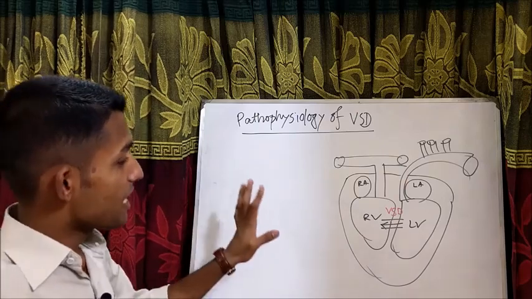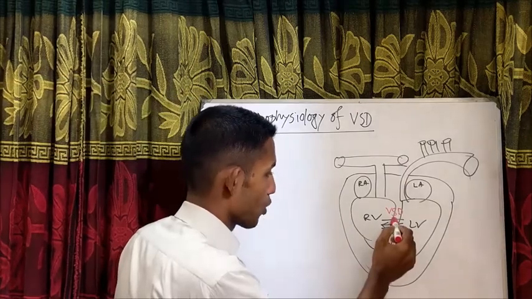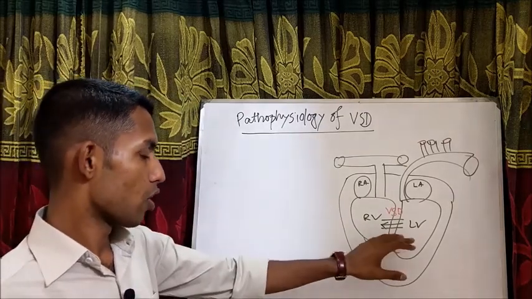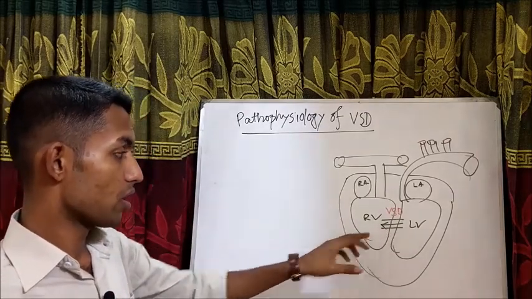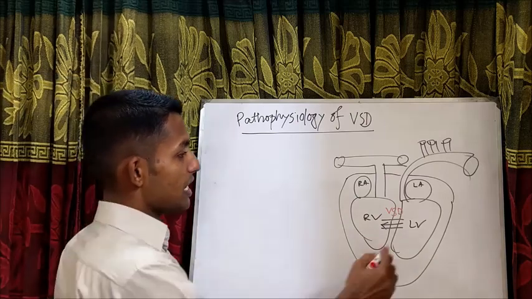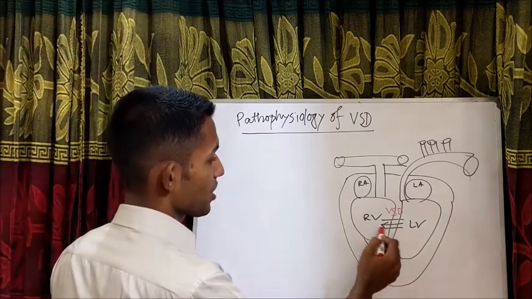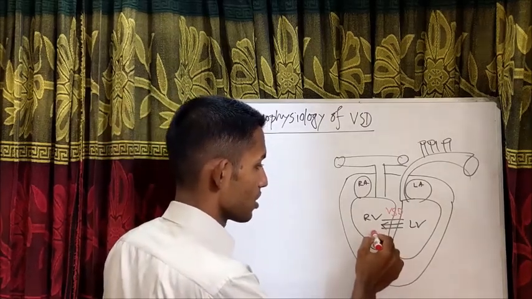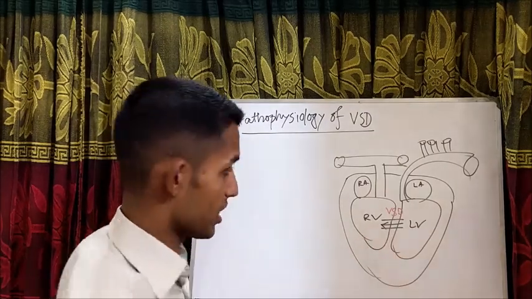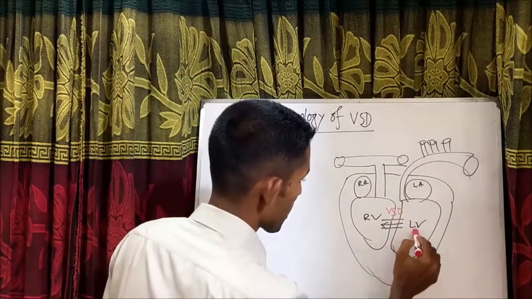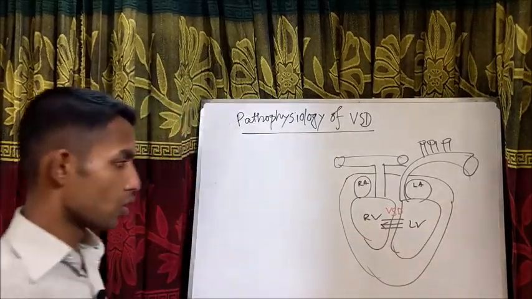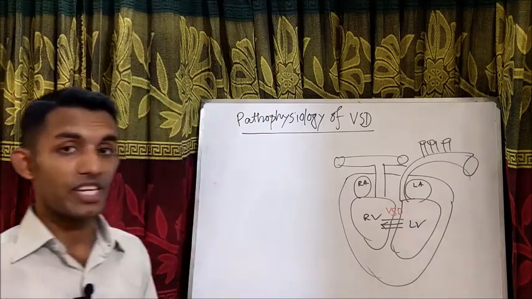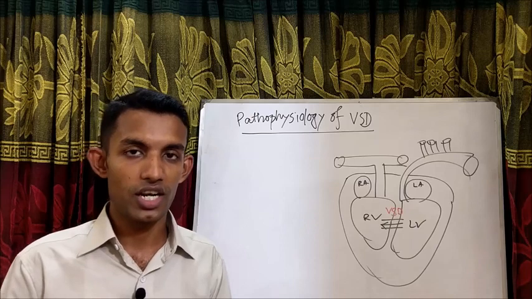Now, in VSD, there is a gap or opening in the interventricular septum, so that there is communication between left ventricle and right ventricle. Now, we know that in the left ventricle there is more pressure than the right ventricle, so that there is a pressure gradient between these two ventricles, and blood follows that gradient, so that from the left ventricle blood goes to the right ventricle. So there is left to right shunt, and VSD is usually an acyanotic congenital heart defect.